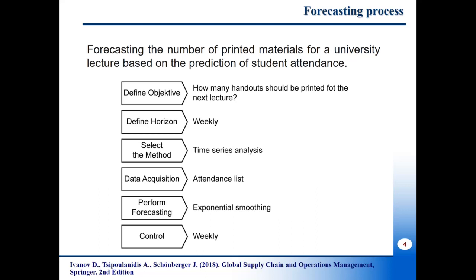We should keep in mind that a longer term forecast usually has higher level of accuracy than a shorter term forecast. The next step is to determine what forecast method to be selected. In this case, the time horizon is a week. For such short-term issues, time series analysis is a preferred method. Based on the attendance of students from the last lectures, exponential smoothing can be performed to predict demand.